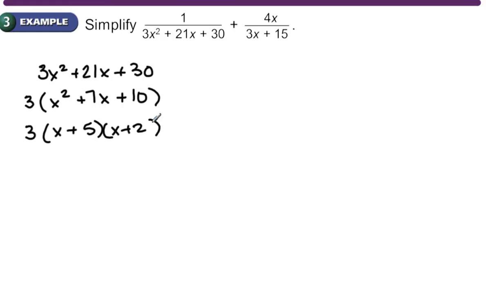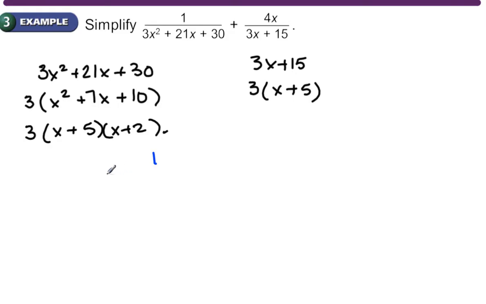All right, now we have that one completely factored down, so we're good. 3x plus 15. Thank goodness for easy ones, right? Let's divide out that 3. We have x plus 5. All right, let's go ahead and start putting it back into the addition problem.